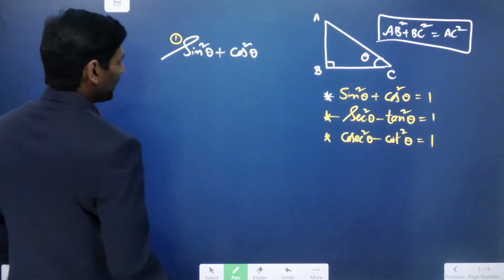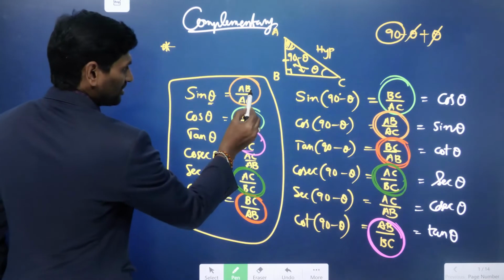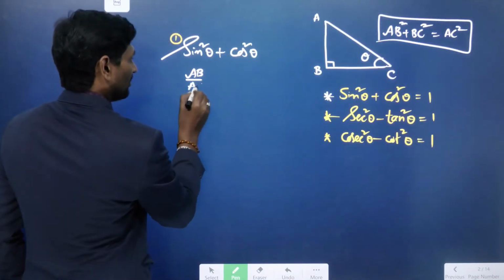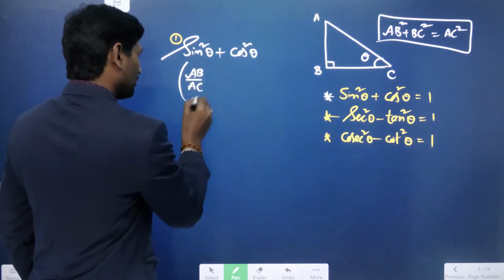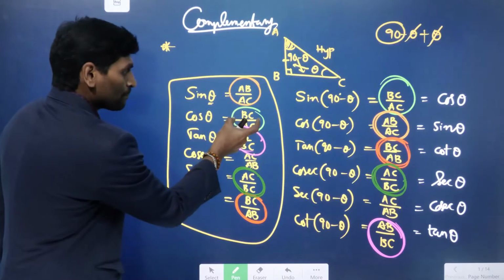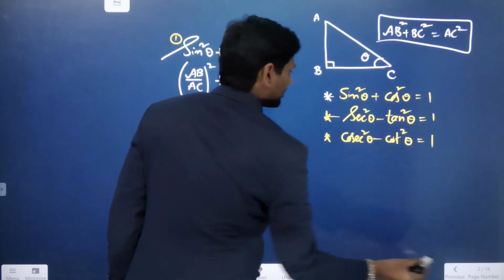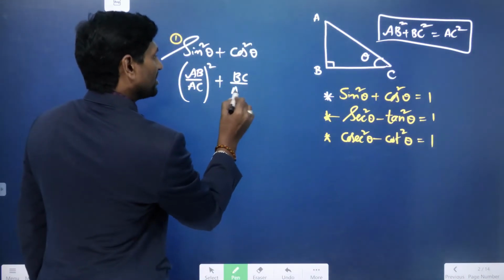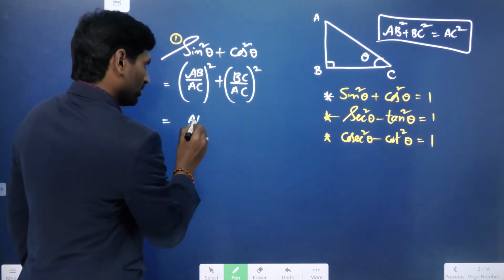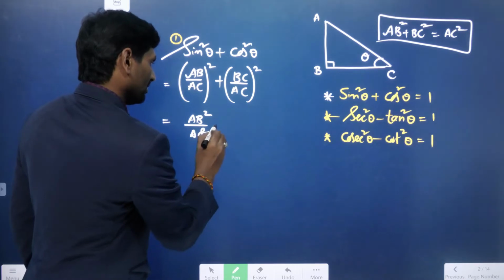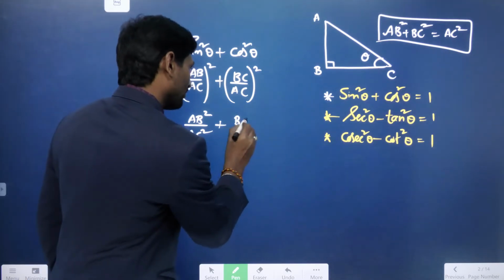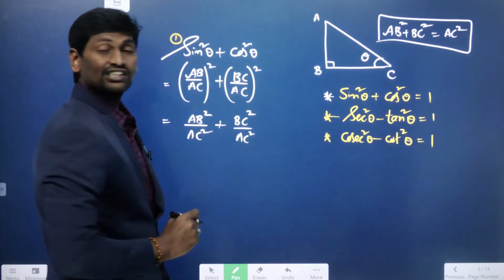Now sin square theta. What is the sin ratio here? Sin ratio is AB by AC. Sin square theta means AB by AC whole square. Next, cos square theta. What is the cos ratio? Cos ratio is BC by AC, so BC by AC whole square. Now apply the square for both of them: AB square by AC square plus BC square by AC square.